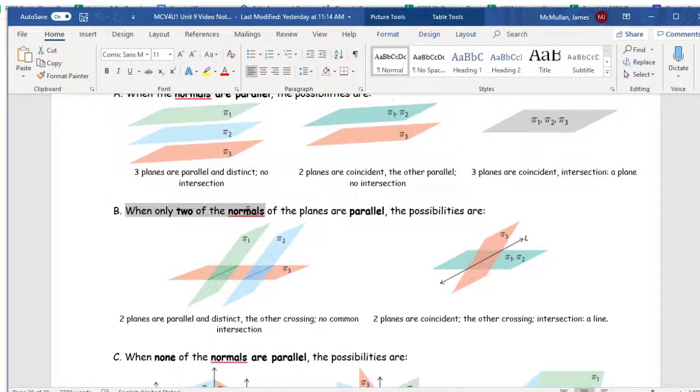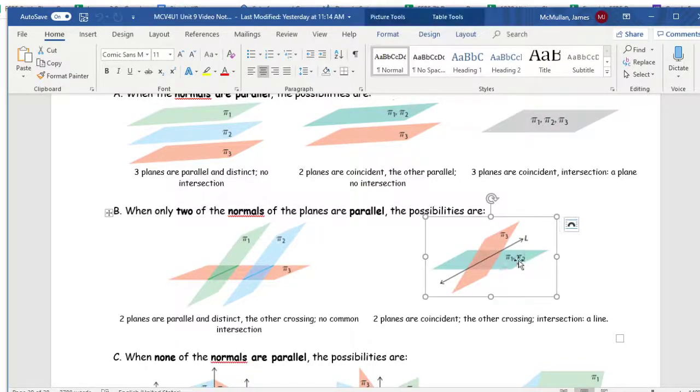Now, if it's the case that 2 of the normals are parallel, so you're holding your pages in such a way that 2 of them are parallel and 1 of them is not, then there's only 2 different ways that could go. Either the 2 planes that you're holding are distinct, and therefore the third plane cuts through both of them, but of course there would be no intersection here, because remember, an intersection would be a point that's on all 3 pieces of paper. Since paper 1 and paper 2 share nothing in common, no intersection is possible.